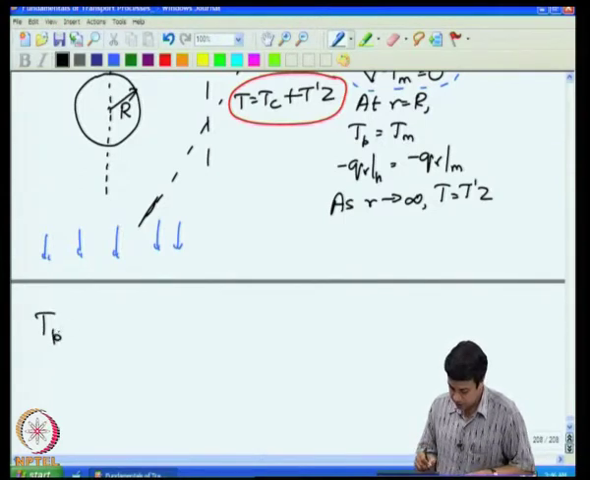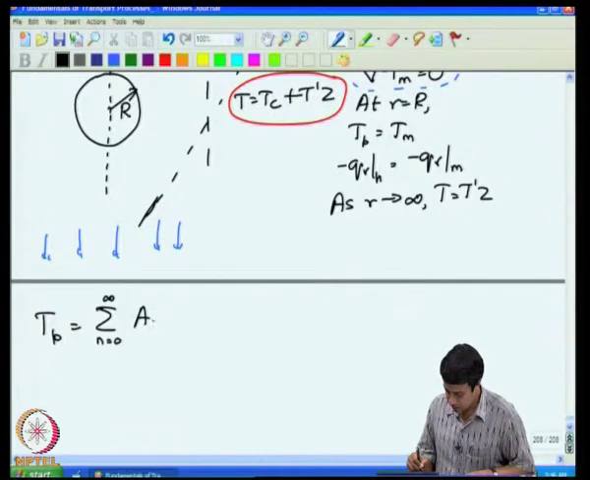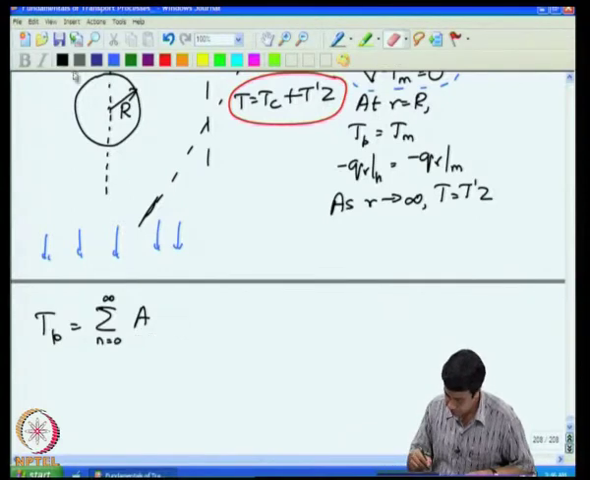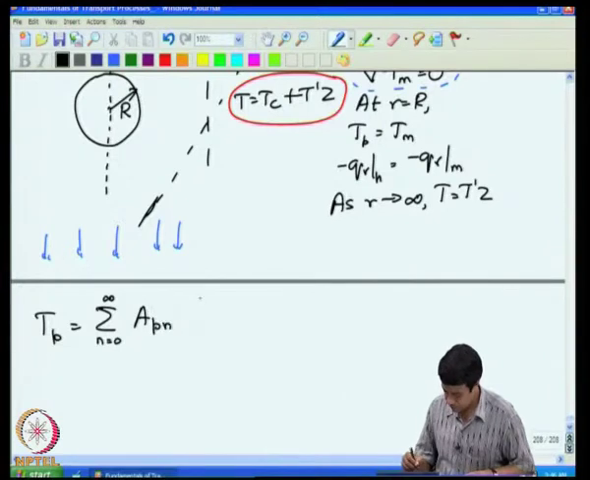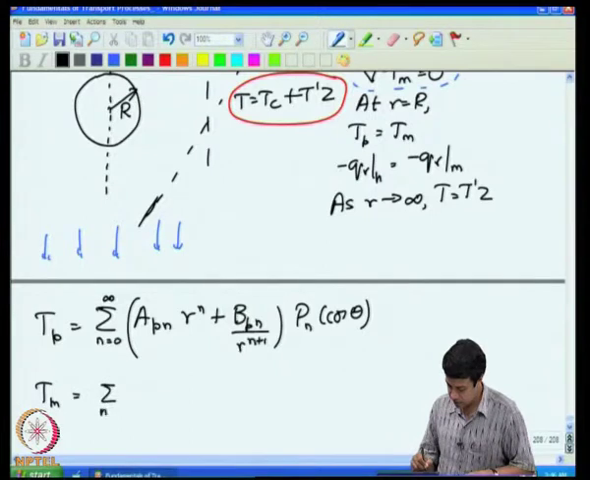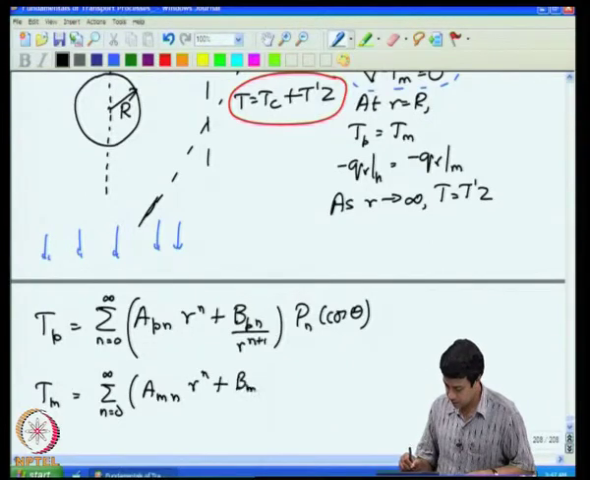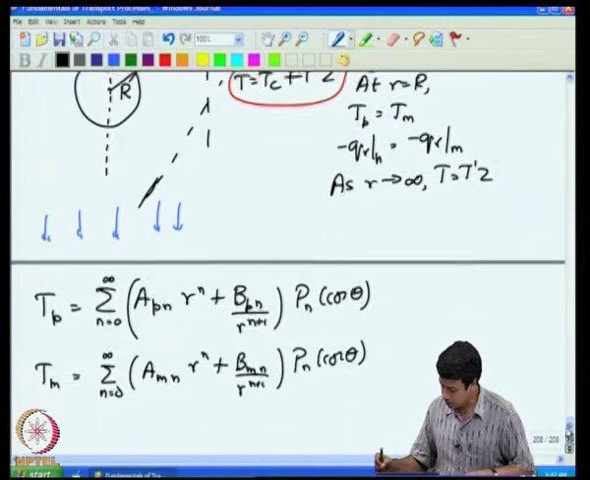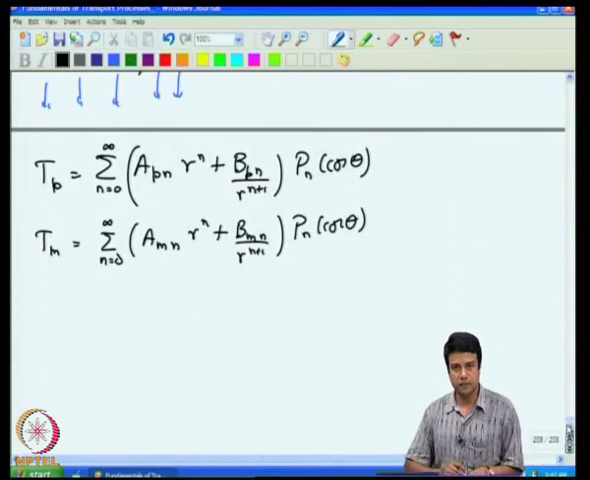For the particle, I will have solutions for m equal to 0, and n goes from 0 to infinity of A particle n r power n plus B particle n by r power n plus 1 P n of cos theta, and T matrix is equal to the summation of A matrix n r power n plus B matrix n by r power n plus 1 P n of cos theta, where the coefficients A and B for the particle and in the matrix have to be determined from the boundary conditions.